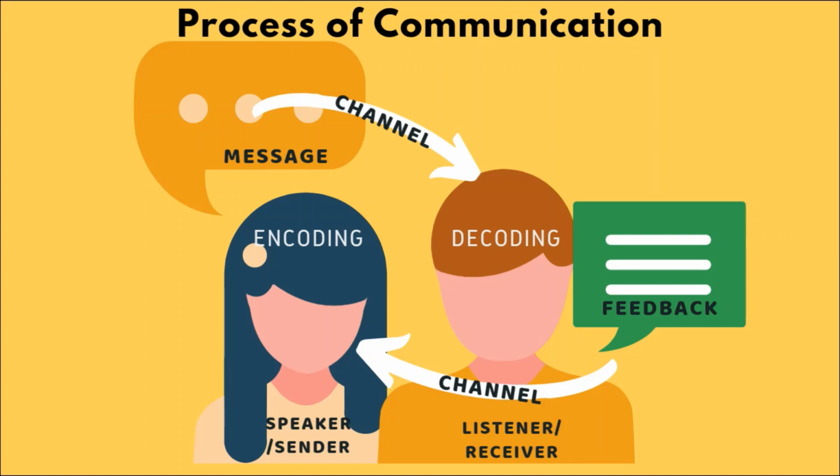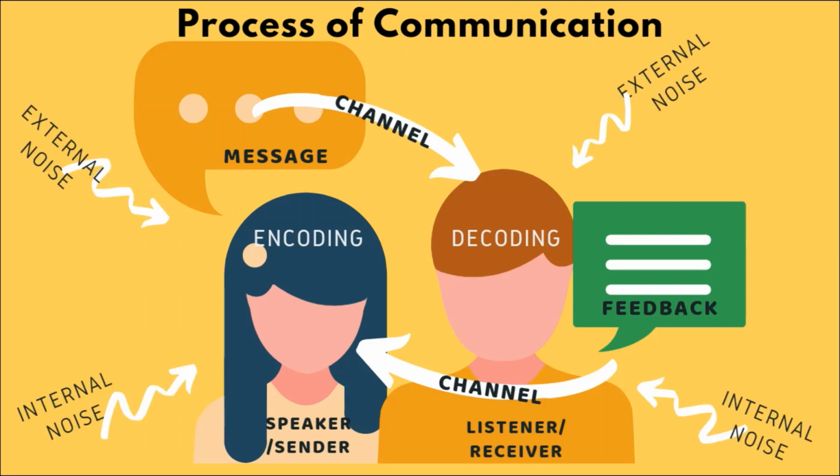Sometimes misunderstanding happens between the speaker and the receiver. It is because of the presence of the noise. We have external noise and internal noise. External noise means the physical noise. It is the noise from the outside. It could be the sound of the people around us. It could be the buses or anything that distracts our communication process.